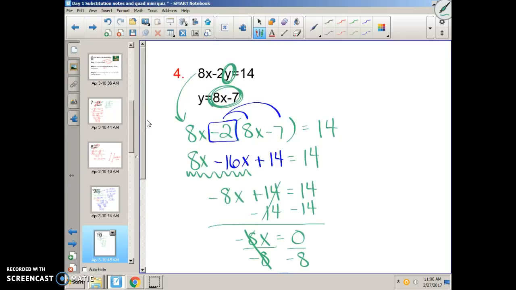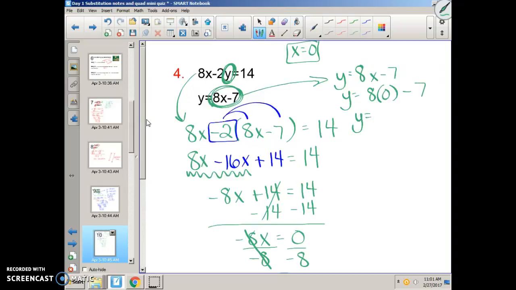So take that 0. We know x equals 0. Bring it on back up here to this equation, which already has y conveniently by itself. Plug it in for x. So we have 8 times 0 minus 7. 8 times 0 is 0. Minus 7. That means y equals negative 7. So they cross at 0, negative 7.